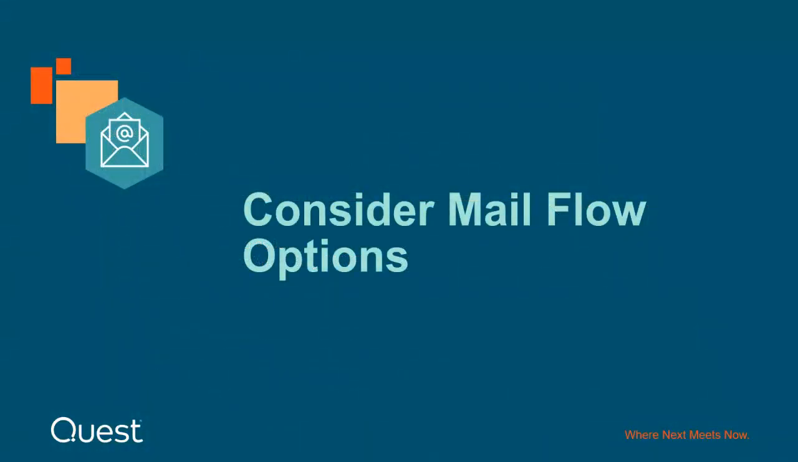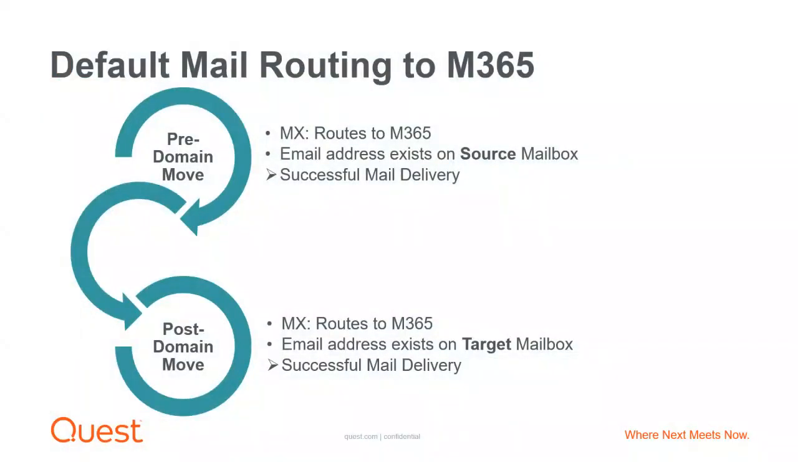Let's dive more into how mail flow can be impacted during a domain move event and discuss some of your options available to alleviate those impacts. During standard operations, your MX record for the domain might point directly to M365, or it might point to a different mail service that eventually routes the messages to your tenant. Either way, a message sent to that domain will be received by the tenant that currently owns the domain and will then be successfully delivered if a valid recipient is found.